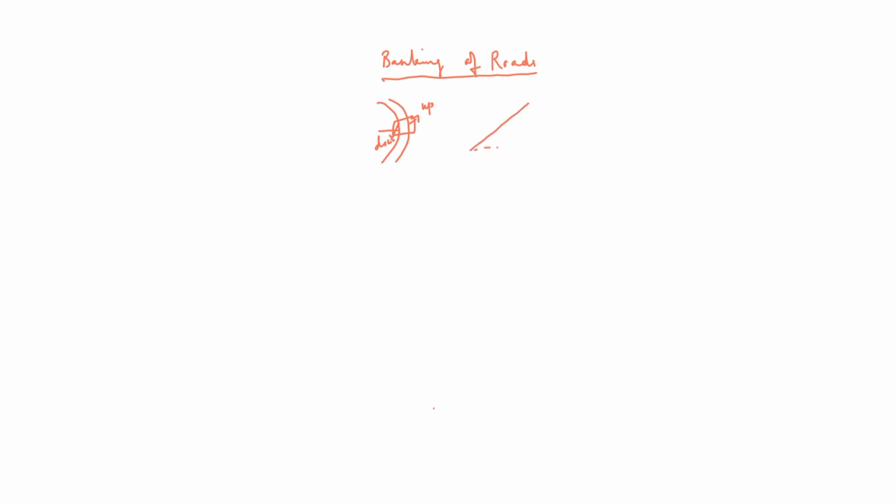If we take this area in this way, this is the banking point, here the roads are kept banked. So we are taking theta as the angle of banking. We are taking a vertical and a horizontal line with this. So here, if any vehicle comes, we take its mass as m.